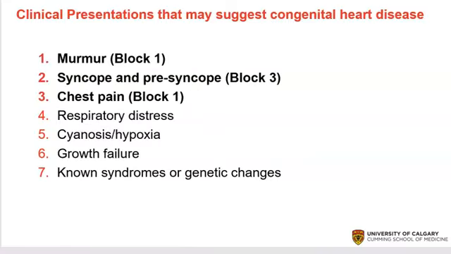Out of the list of clinical presentations, the most common reason that a patient presents to a clinician with possible cardiac disease are murmurs, syncope, and chest pain. Interestingly, the majority of pediatric patients who present with these clinical presentations will in fact not have cardiac disease. So how do you know when to suspect cardiac disease if a pediatric patient comes to see you with these symptoms? As a reminder, murmurs and chest pain were already covered in Block 1.